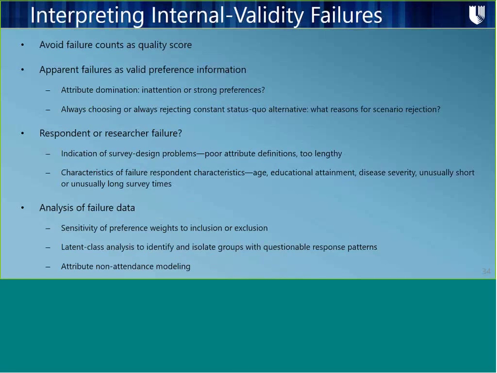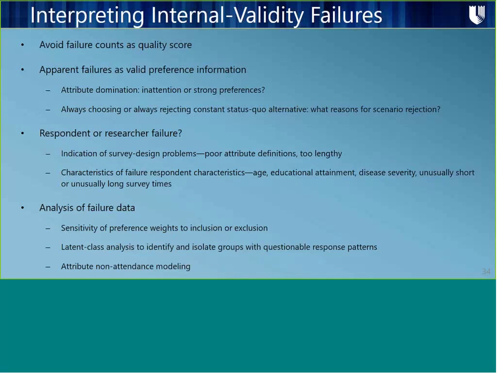All right, so that suggests that we need to apply a little caution to the interpretation of internal validity failures. We don't really want to encourage just counting up the number of failures as an overall quality score for the data. It's possible that apparent failures provide valid information about preferences. For example, this question about attribute domination: is it a result of inattention, or is it actually information about people who have strong preferences for that particular attribute?